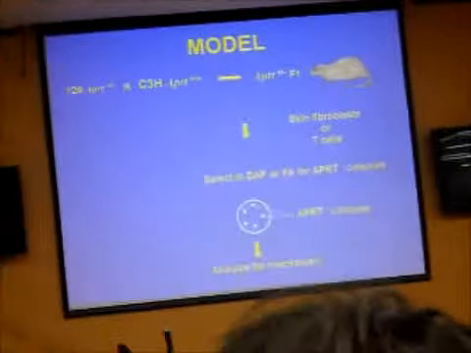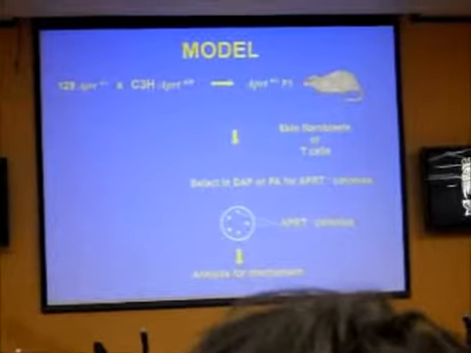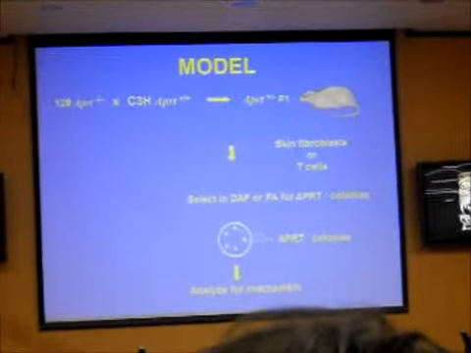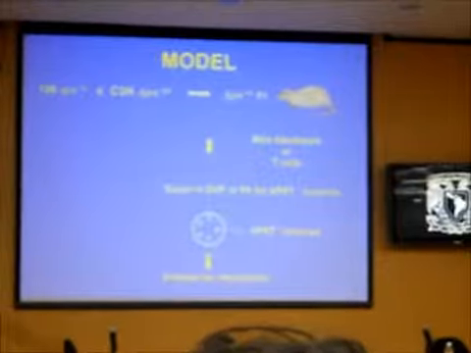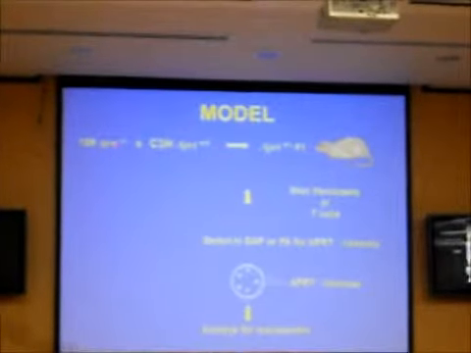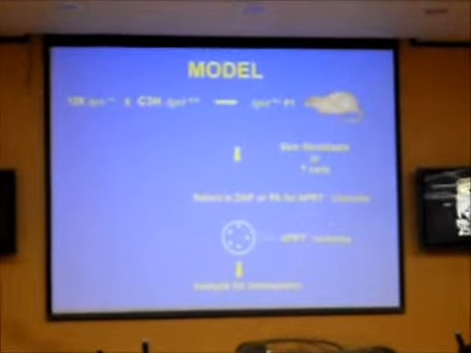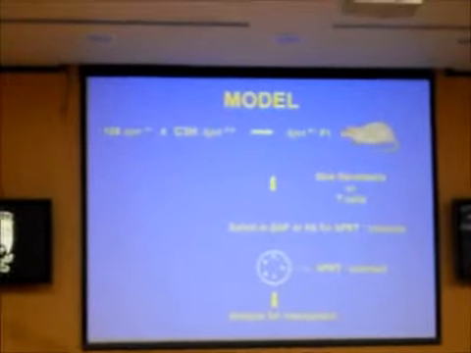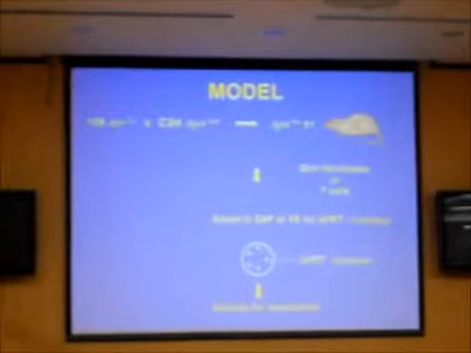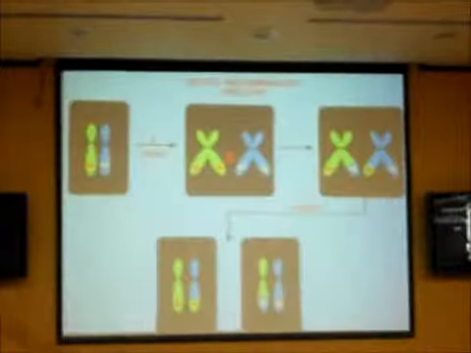But I'll show you the data that we have in mouse, and I'll tell you that we've done the same in a human population, and it bears out the frequency and the type of mutation. So it's in a 129 strain background, and both alleles have been knocked out. And we cross that with a mouse of a different strain, C3H, that's wild type for APRT. So the outcome, the F1, is going to be heterozygous at APRT.